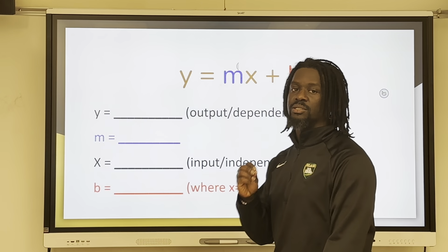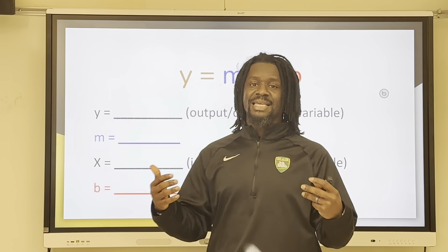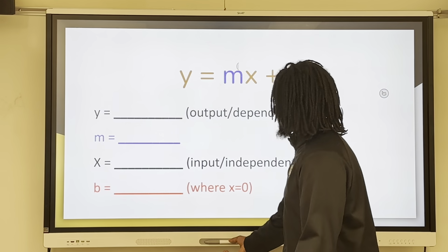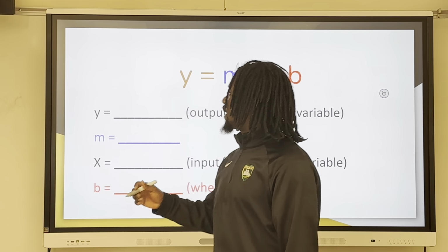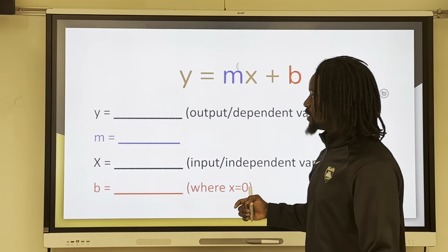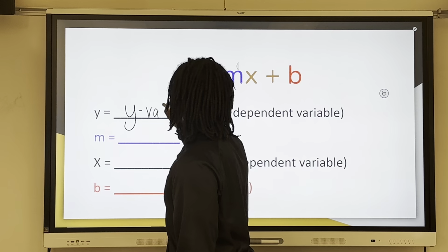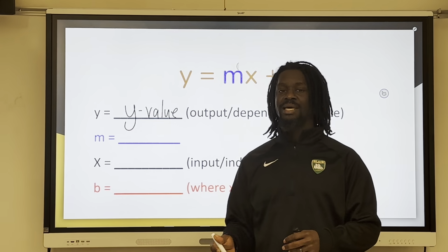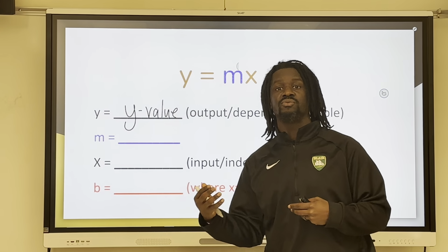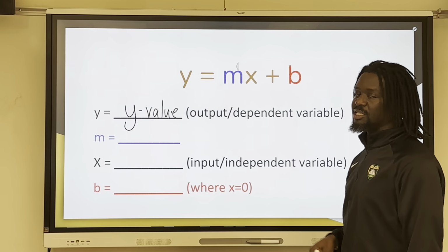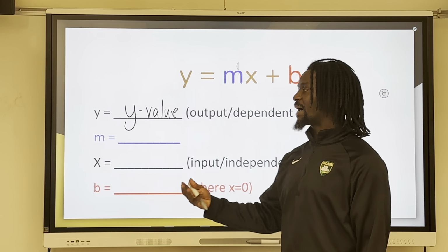When I say slope-intercept form, another way of saying this is y equals mx plus b. Last time we defined what the m was, that is the slope. Here are some terms that you need to know. The y is always referring to the y value. Another name you may hear the y value referred to is the output or the dependent variable.